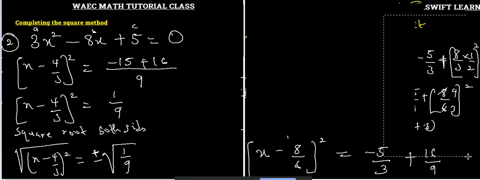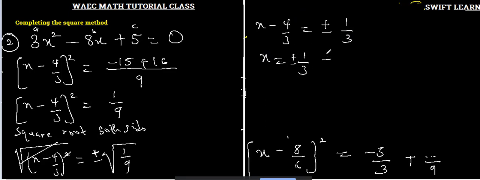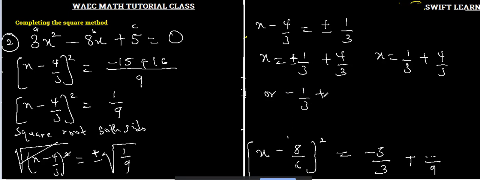So let's move on. What will be the root of 1/3? We cancel the square root, we cancel the square. I have x minus 4/3 equals the square root of 1/9, which is plus or minus 1/3. Then collect like terms, take this one over here: 1/3 plus 4/3, right? Simple. x will be equal to 1/3 plus 4/3, or, since this means plus or minus, you pick the minus: minus 1/3 plus 4/3. So someone should tell me my final answer so we can move on.